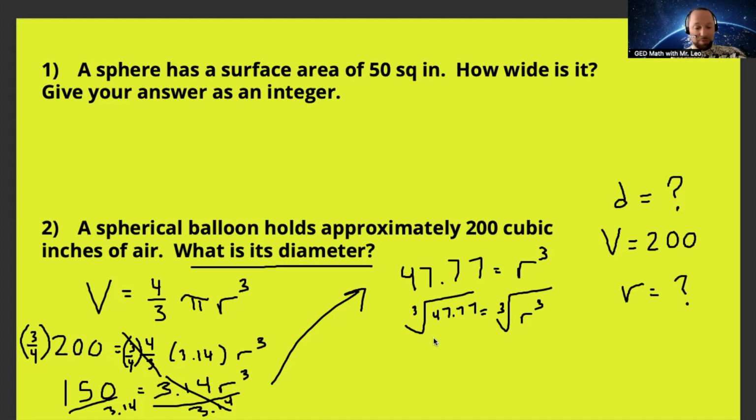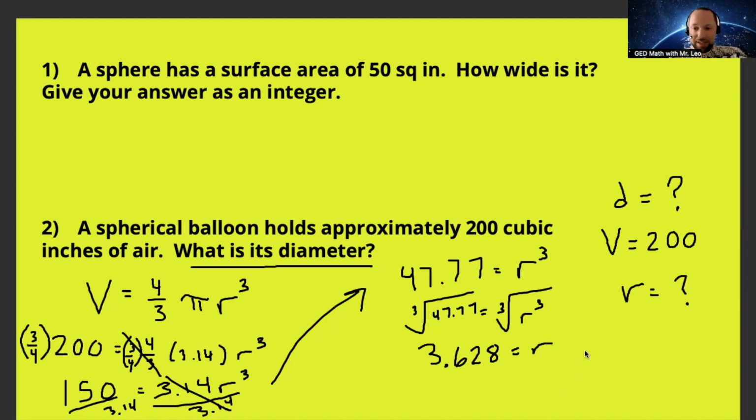Then I'm going to type in the number 47.77 under the symbol, and I'm going to hit enter. Gives me an answer of 3.628. You could round that off how you see fit. I'm going to keep it simple and just write that. That's what I see. And this is going to equal the radius. Okay, now remember, we wanted diameter. So to finish it, we're going to multiply it by 2.